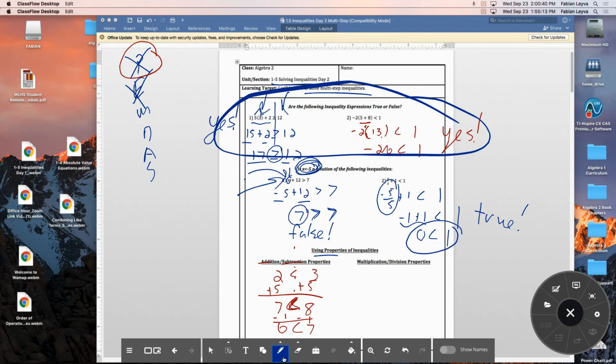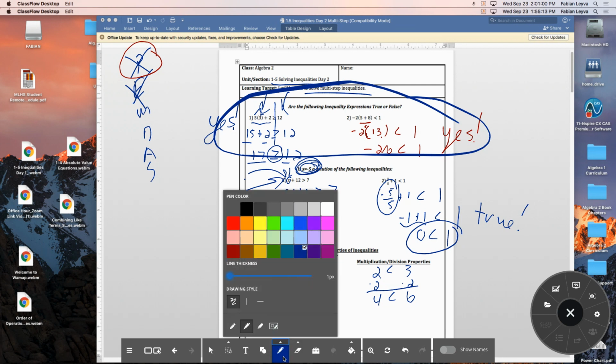Let's start with something that is simple, something like 2 is less than 3. But now let's multiply on both sides. So I'm going to multiply this side by 2, this side by 2. Notice I end up with 4 is less than 6. My inequality still holds true. Nothing changed. But look what happens when I multiply by a negative.